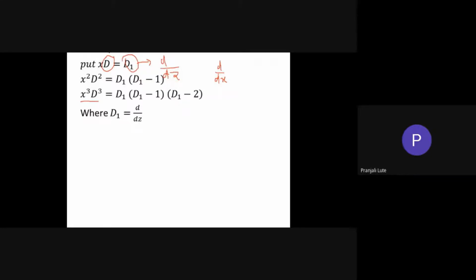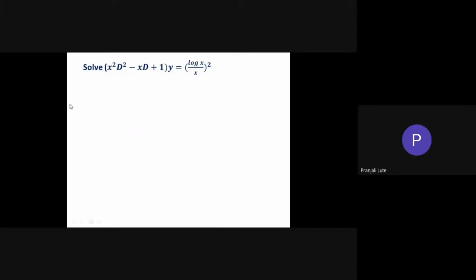So with the help of all these substitutions, we have to reduce a linear differential equation with variable coefficient into a linear differential equation with constant coefficient. So we see examples on the Euler-Cauchy equation. So this is an example on the Euler-Cauchy equation. How to identify that your equation is an Euler-Cauchy equation?